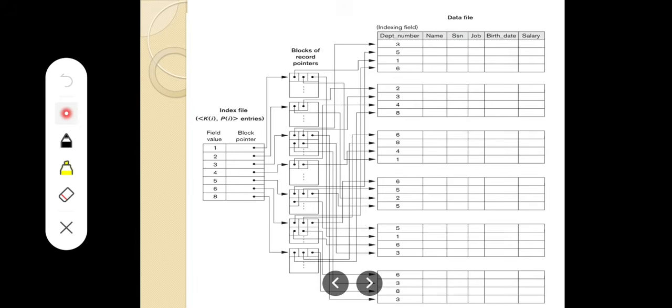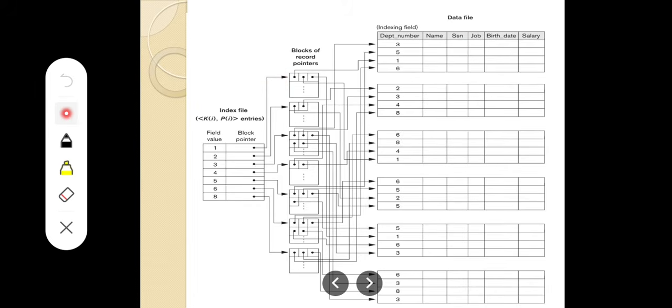So here the block pointer is not pointing directly to the data file. Instead, the block pointer is pointing to another disk block which contains the record pointer.